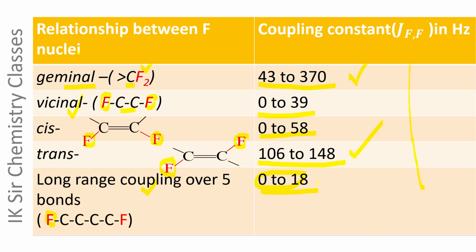If two fluorine atoms are present at a distance of more than 5 covalent bonds, here the distance is 1, 2, 3, 4, 5, and this value is 0 to 18 Hertz. And on further increasing the distance between two F nuclei, the coupling constant goes on decreasing.